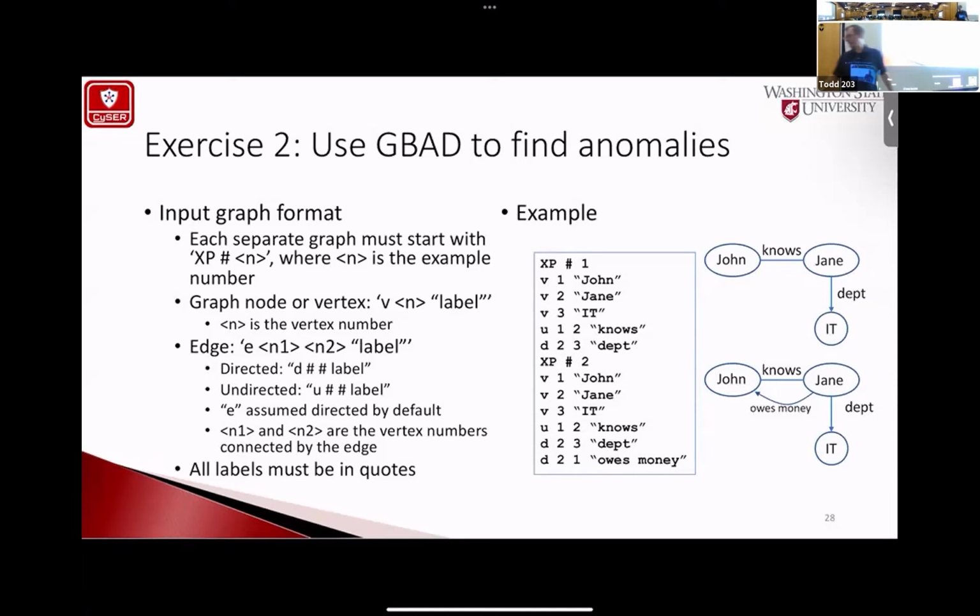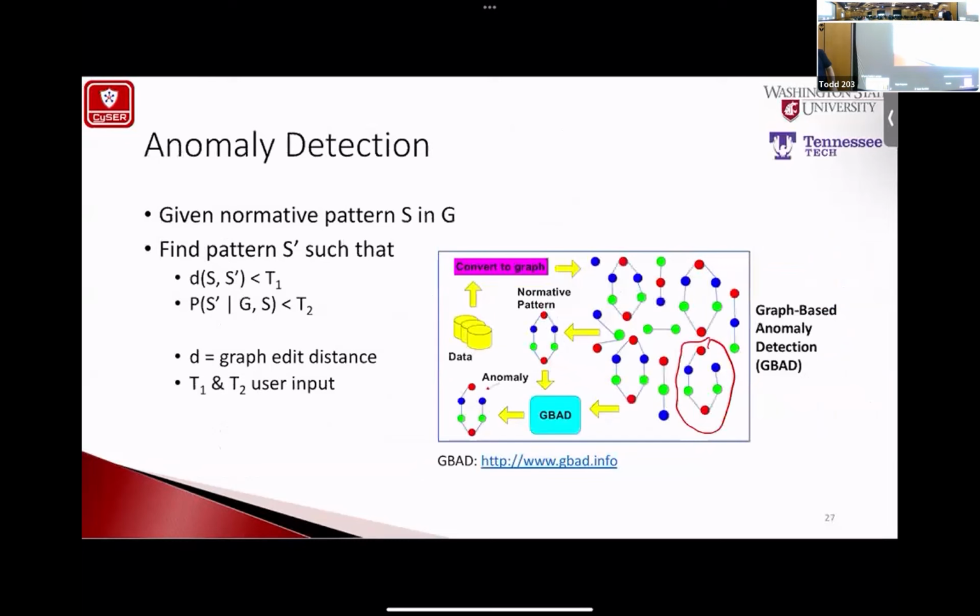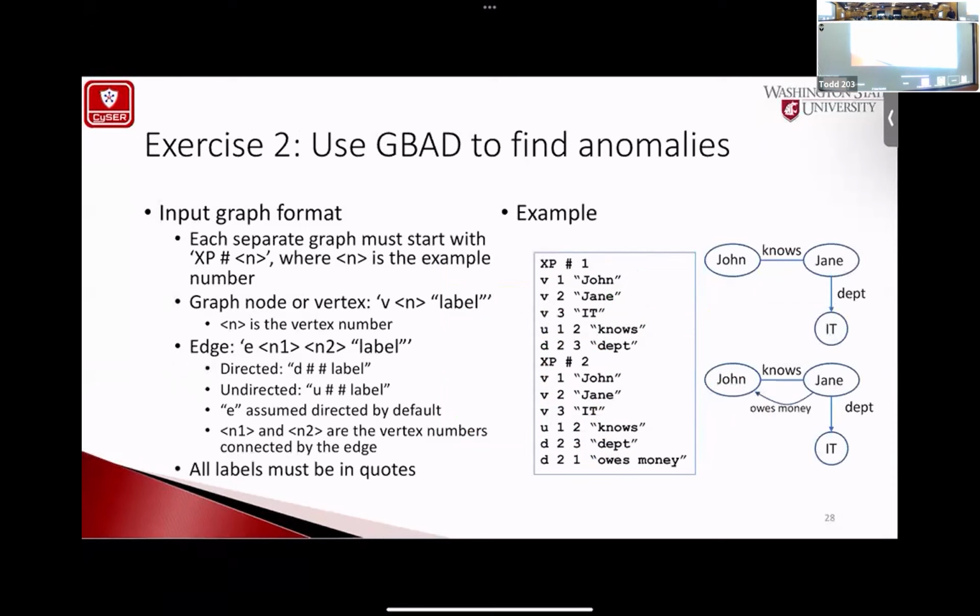GBAD was developed by one of my PhD students from long ago, who is now at Tennessee Tech University. So you'll see that logo popping up. He's kind of the expert on the anomaly side of things.